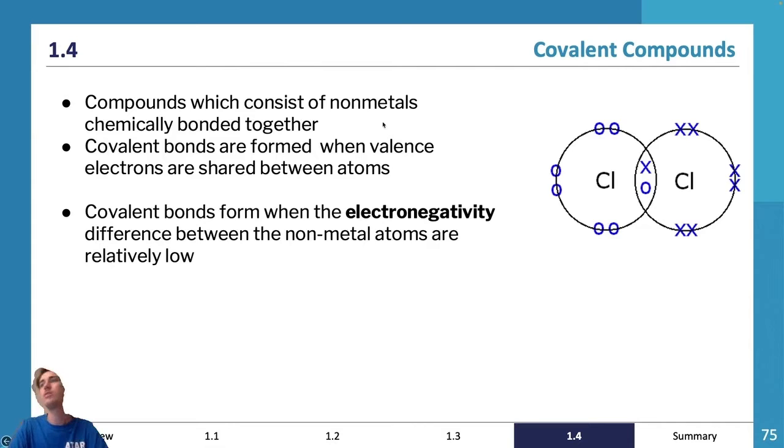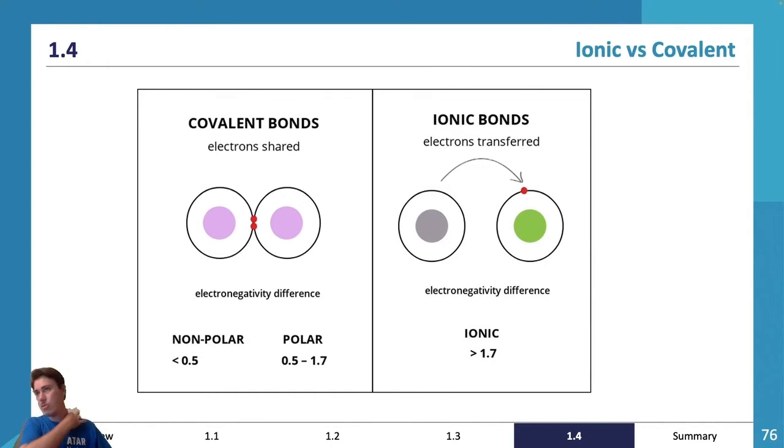Now, compounds which consist of non-metals chemically bonded together usually form covalent bonds, and usually you get molecules that are the exact same. They have no difference in electronegativity, so they're going to share like this. So for example, you've got all these here, which are their own, but then they share these two. So this one was from this chlorine, this one was from this chlorine, and now they share them. So covalent bonds form when the electronegativity difference between the non-metals is relatively low. So that's what's going on there. As you can see, covalent bonds have electrons shared, and ionic bonds have electrons transferred.